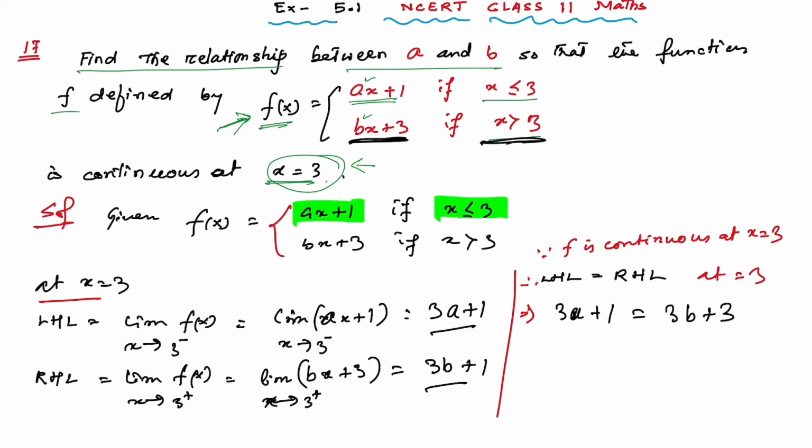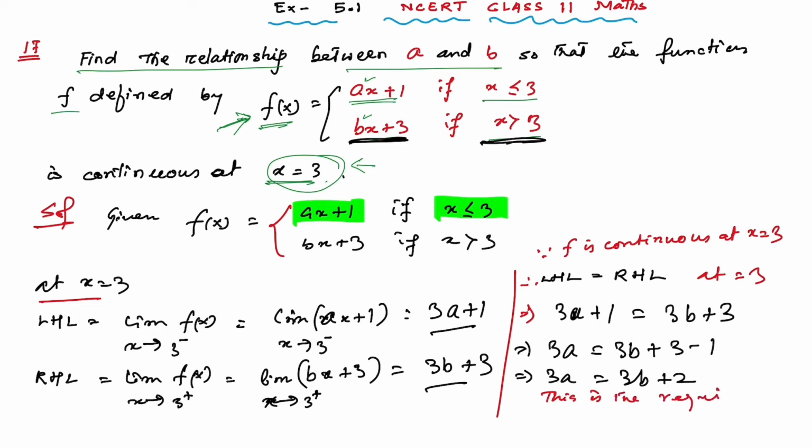Sorry, not plus 1, it's supposed to be 3, thrice b plus 3. So now thrice a plus 1 equals thrice b plus 3. Transfer the 1 to the other side, and here you will get 3 minus 1. So thrice a is equal to thrice b plus 2. So this is the required relation.